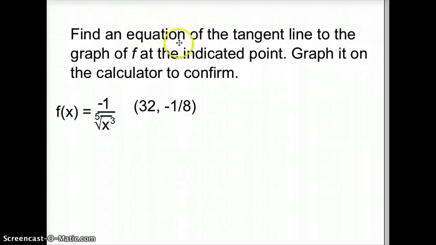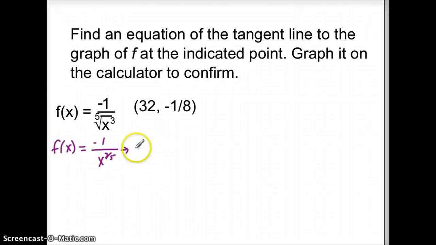Now, if I want you to find the equation of a tangent line to the graph of f at the indicated point, and then graph it on the calculator to confirm, first of all, we want to rewrite f because that's in a form that we can't take the derivative of right now. So one thing we're going to do is rewrite the powers. x cubed, but then the fifth root is like a 1/5 power. So 3 times 1/5 is 3/5. I always remember that the power is like power lines, they're up high, and roots, the fifth root, are low under the ground, so 3/5.